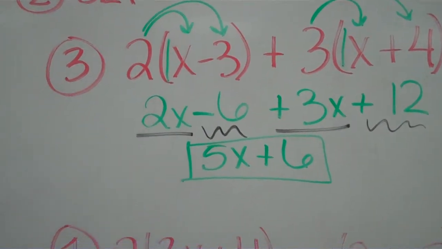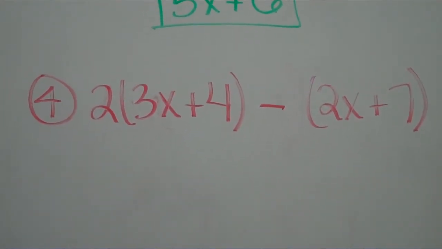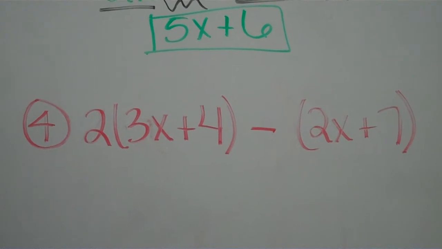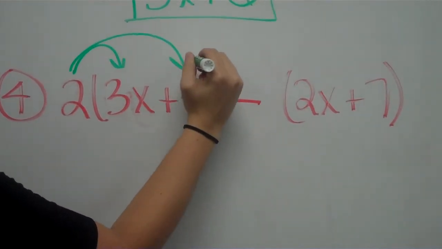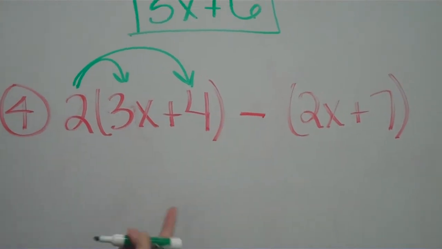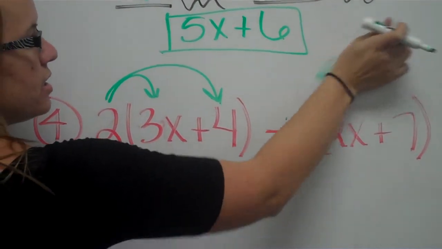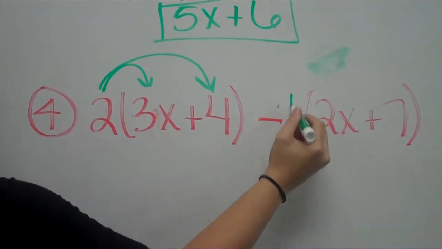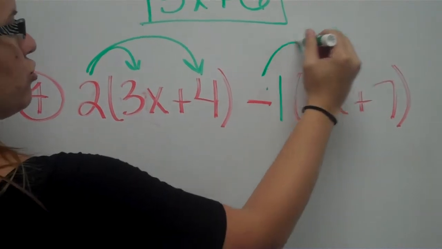Go ahead and come down to number 4. There's a couple things that are a little different here that I want to show you. So we're going to distribute first, right? So we're going to draw our arrows for distribution. But right here, there's no number. So remember, like if you have an x, if there is no number, the number is 1. It's the same thing. If you don't have a number, you can put a 1 there. It's the same thing that we've been doing. And go ahead and distribute.